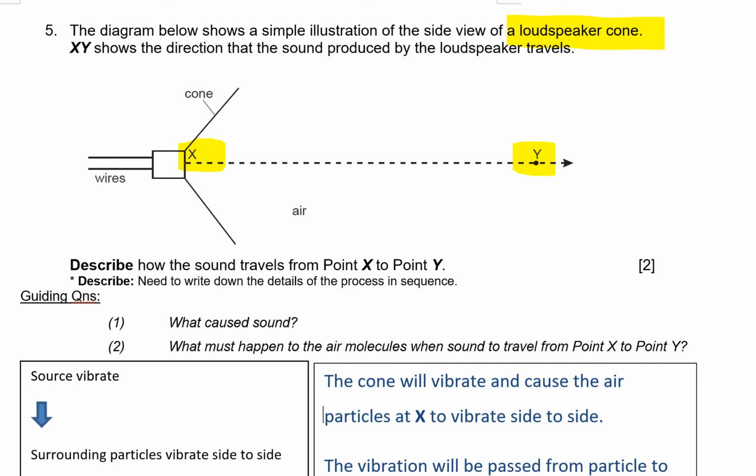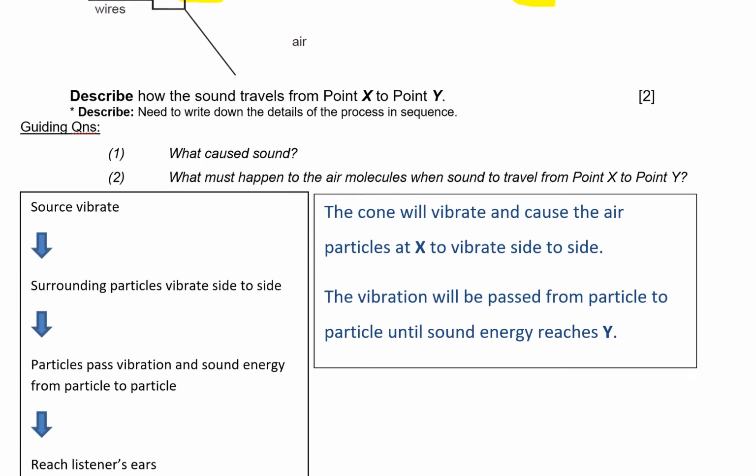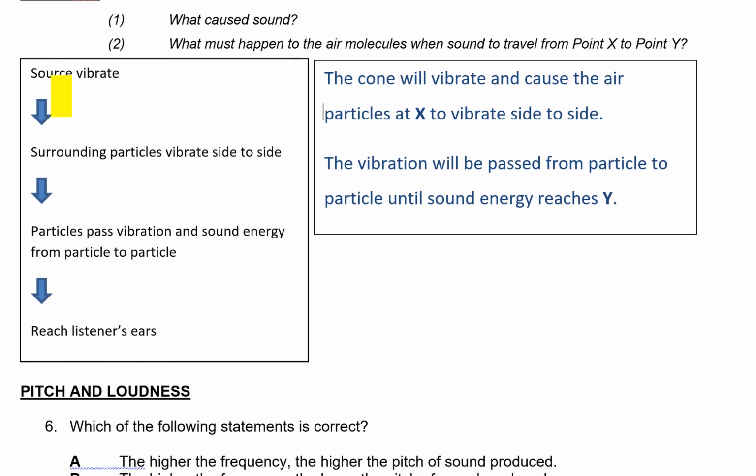So remember what we said just now, that the description should be talking about the source vibrating. So in this case, the source is actually the cone. So we'll replace the source with the cone. So the cone will vibrate. And so what is the surrounding particle? The surrounding particle is actually the air particles. So the air particles will also start to vibrate side to side. Because if you look at the question and you look at the diagram, that actually is where point X is. So I'm going to include X in my answer.